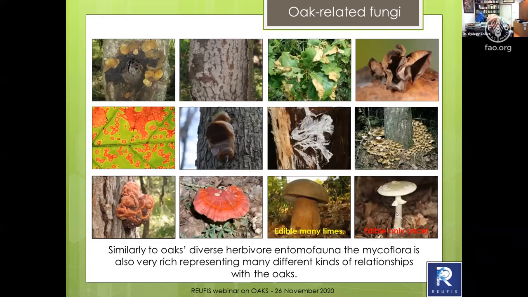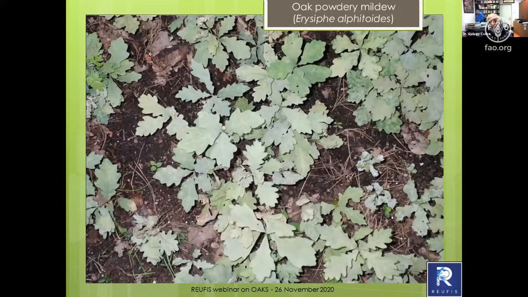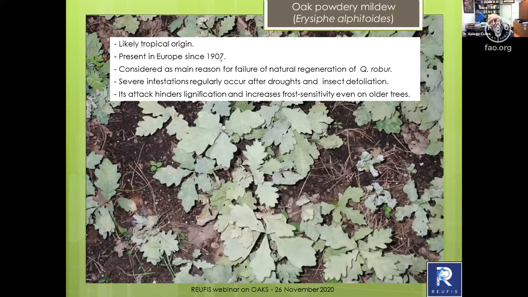so better not try it. I just want to pick up two pathogens, and one is oak powdery mildew, which is a very good demonstration of the long-lasting or even everlasting impact of an invasive species. It's probably originated from some tropical region, present in Europe for more than 100 years, and is considered as the main reason of the failure of the natural regeneration of Quercus robur, and also has very serious impact on sessile oak.